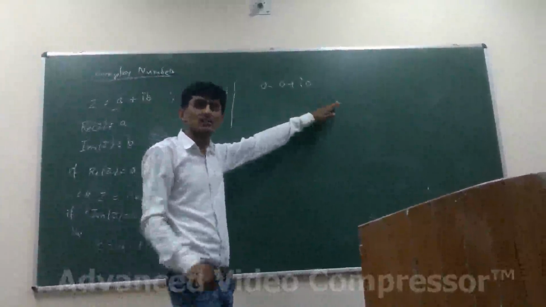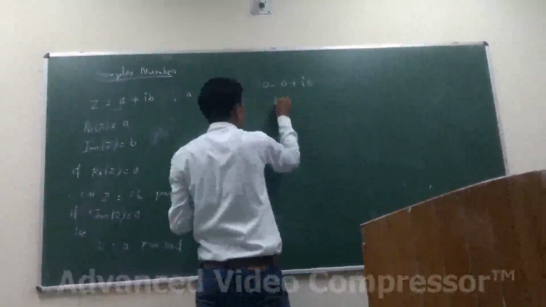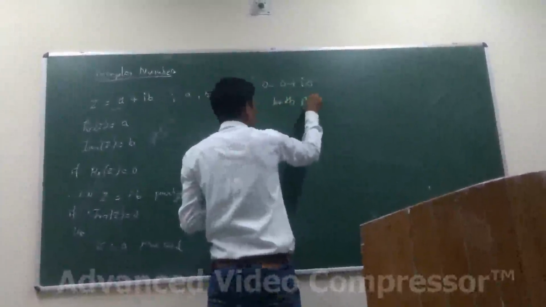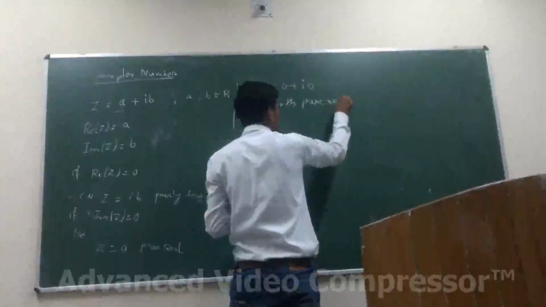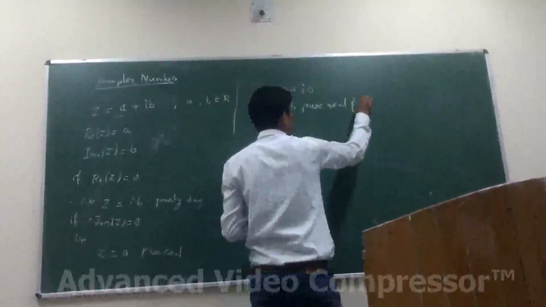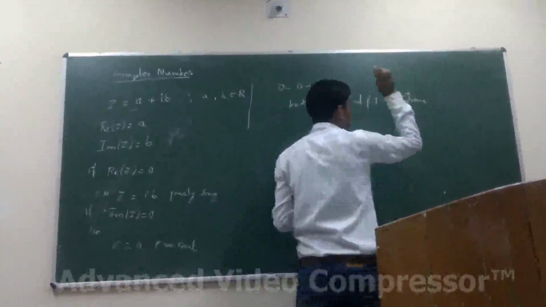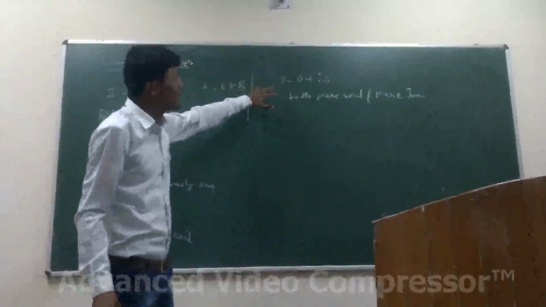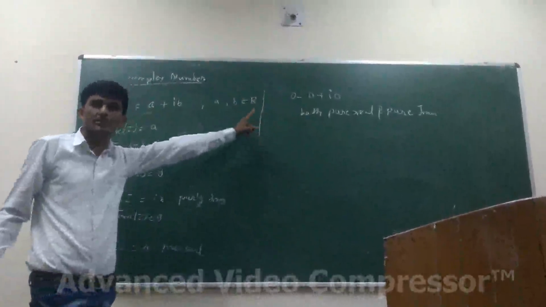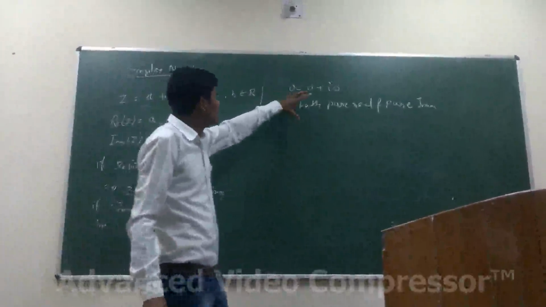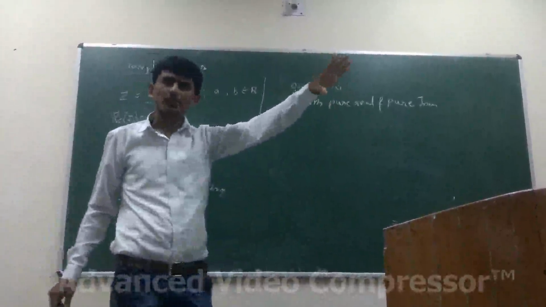It is both purely real and purely imaginary. It is one complex number that is both pure real and pure imaginary.